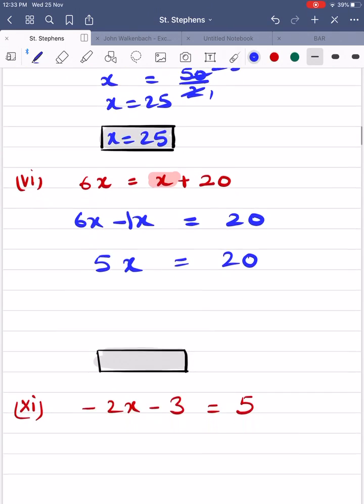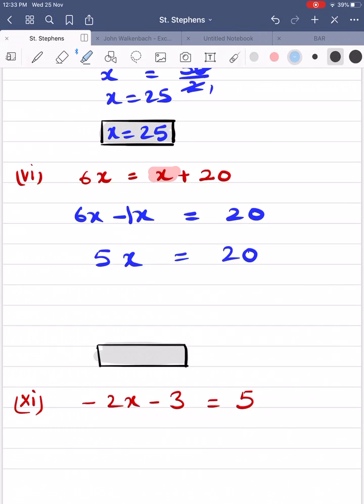Now we have to transpose 5 to the other side. Here it is being multiplied. On transposing, it will get divided. So we have x is equal to 20 upon 5. On reducing, we get x is equal to 4. So the solution of the equation is x is equal to 4.